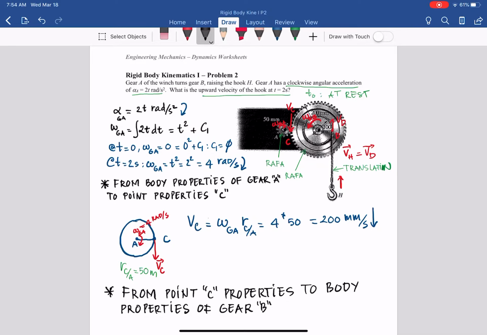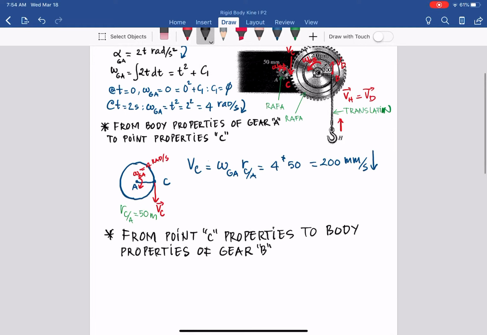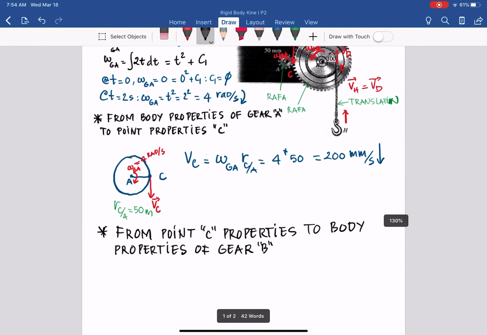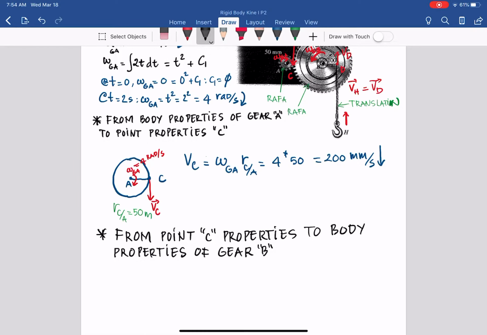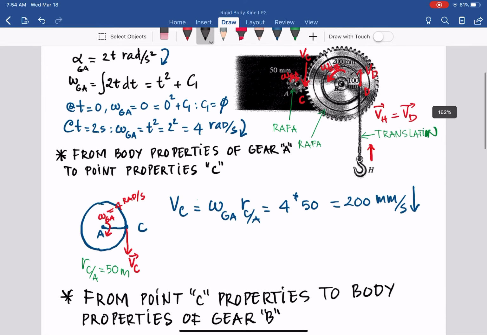So let's continue problem 2, rigid body kinematics 1. In the previous video we found the common point properties, point C, and we have Vc equal to 200 millimeter per second going down. When we have a common point, we jump to the next body, which is gear B, and we move from the point C properties to the body properties of gear B. When you move to another body, you need to draw the Rafa stick if that body is in Rafa motion. In this case, it's Rafa there.